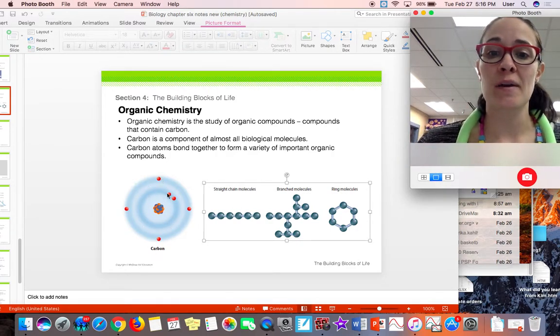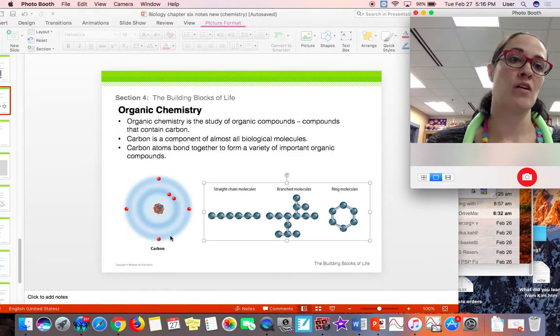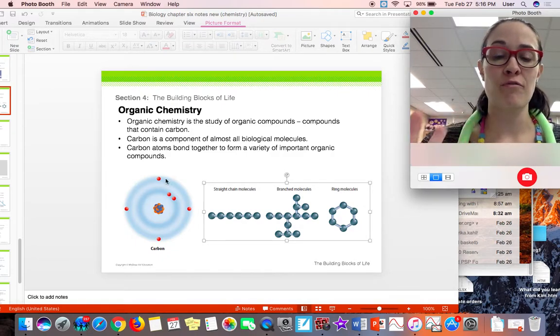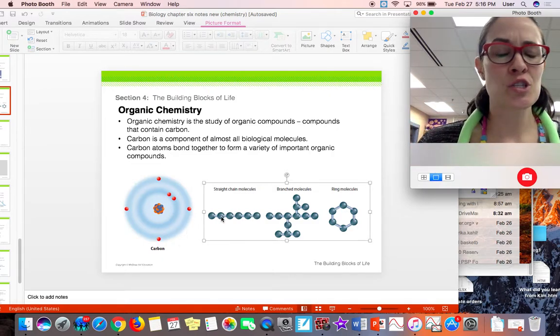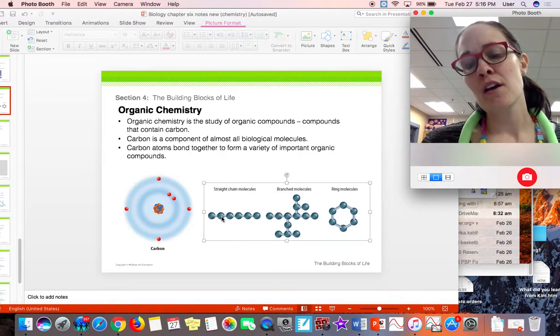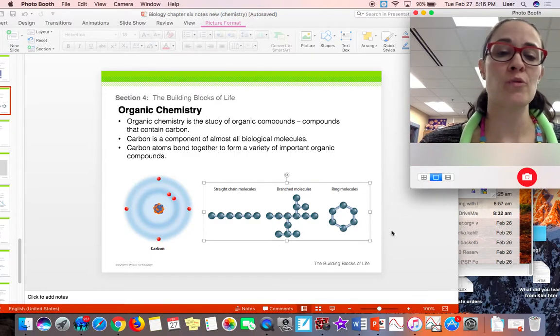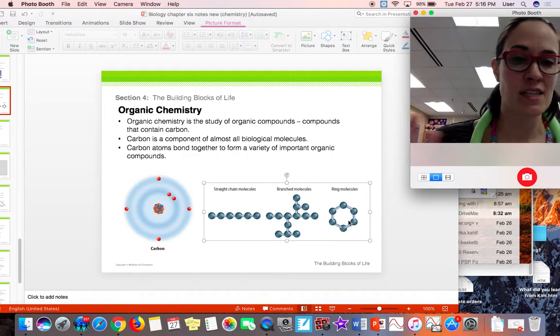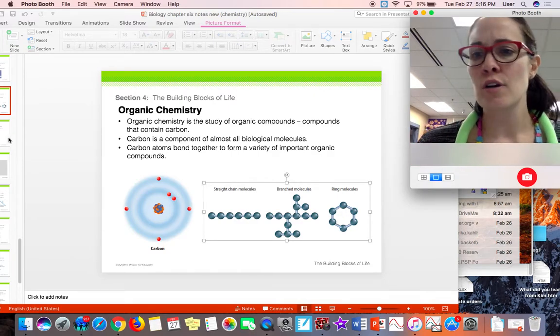So here is a carbon atom. Notice how there's 4 electrons in the outer shell. This allows it to bond with 4 hydrogens, thus making both of them happy to produce large structures. Carbon can form chains, as you see here, carbon, carbon, carbon, carbon, carbon. It can form branched molecules, or it can form rings. Here we see a hexagon. Sometimes it forms pentagons. Those are 2 good examples.